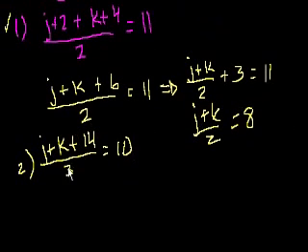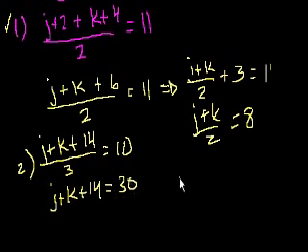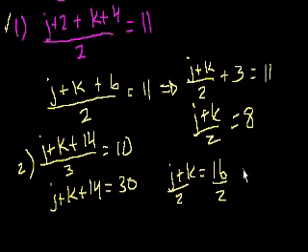We don't have a convenient 2 in the denominator anymore, so let's just solve for j plus k. So you get j plus k plus 14, multiply both sides by 3, is equal to 30. And then you get j plus k is equal to what? Subtract 14 from both sides, is equal to 16. And then if you wanted to figure out the average of the two, you just divide both sides by 2. And you get (j plus k) over 2 is equal to 8. So each statement alone was sufficient to solve this problem.